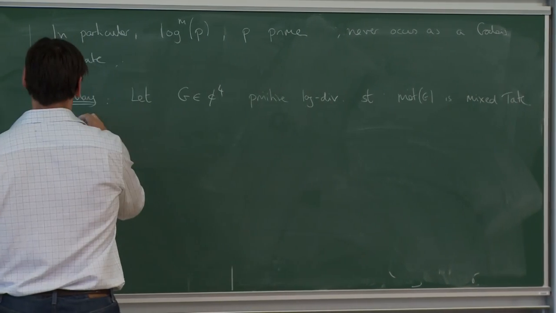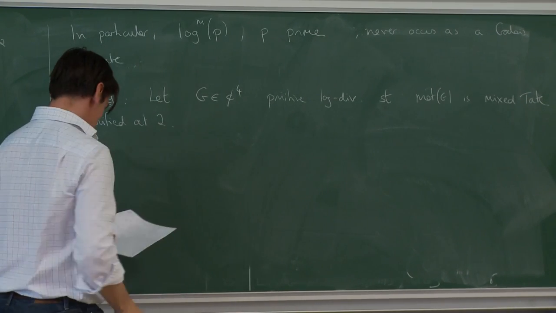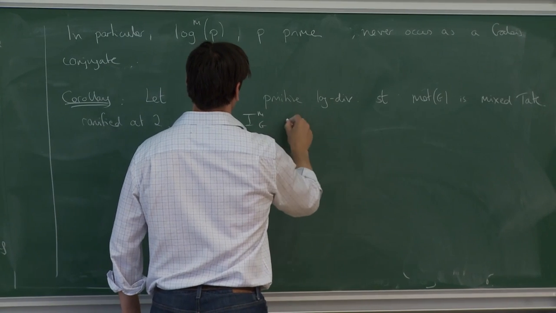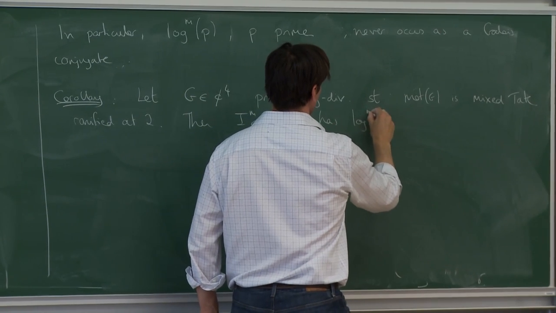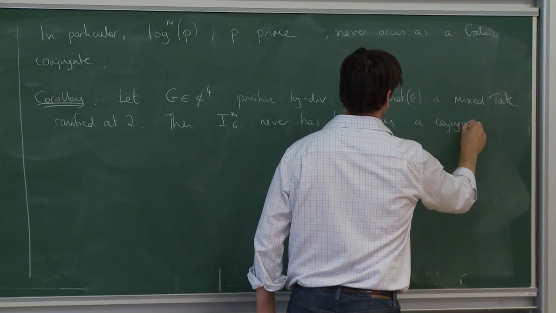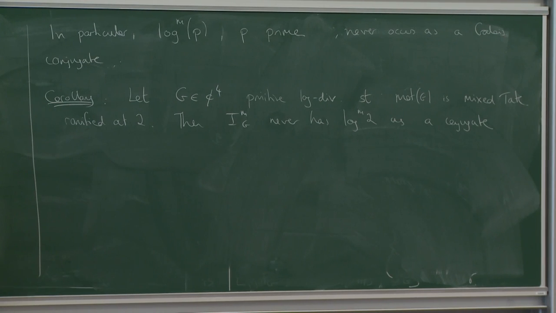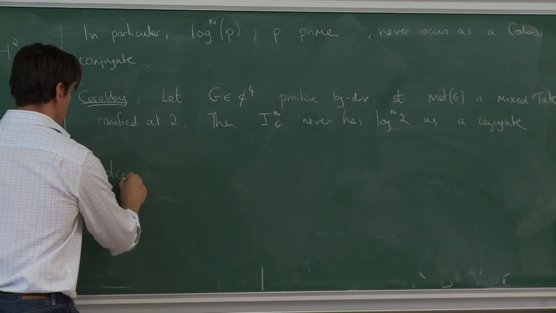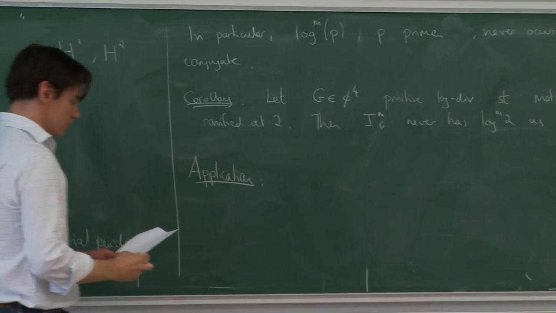And ramified too. I mean, this is not a necessary condition. Then the corresponding amplitude never has log 2 as a Galois conjugate. So that's a statement about infinitely many Feynman graphs. And phi to the fourth theory has the good fortune of giving examples which we expect to satisfy this condition.